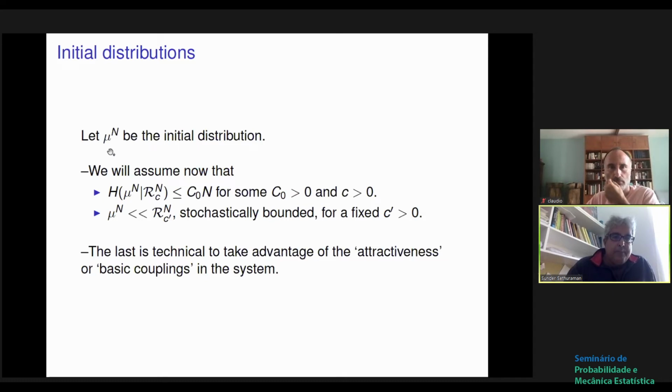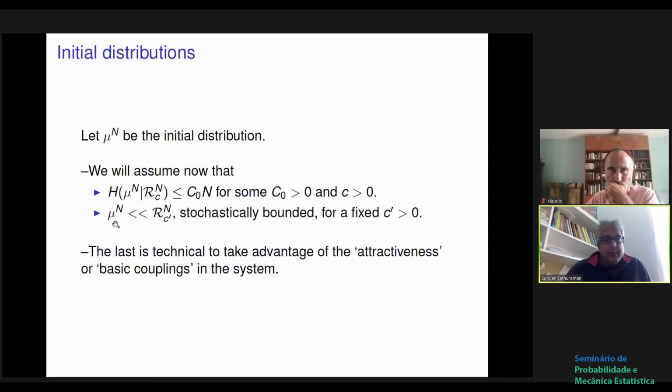So let's pick something which is in some sense perturbative of the invariant measure. It has relative entropy bounded like this. So at every location you can modify a little bit, and this is a technical condition.